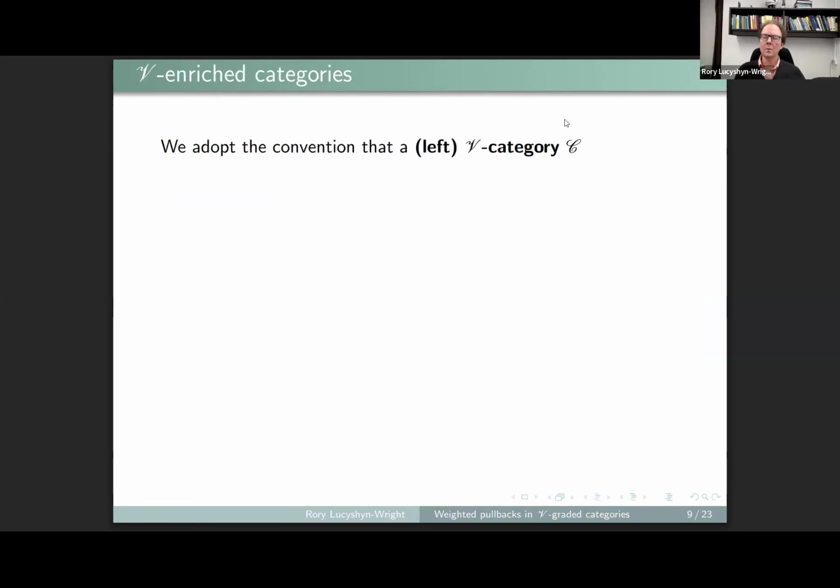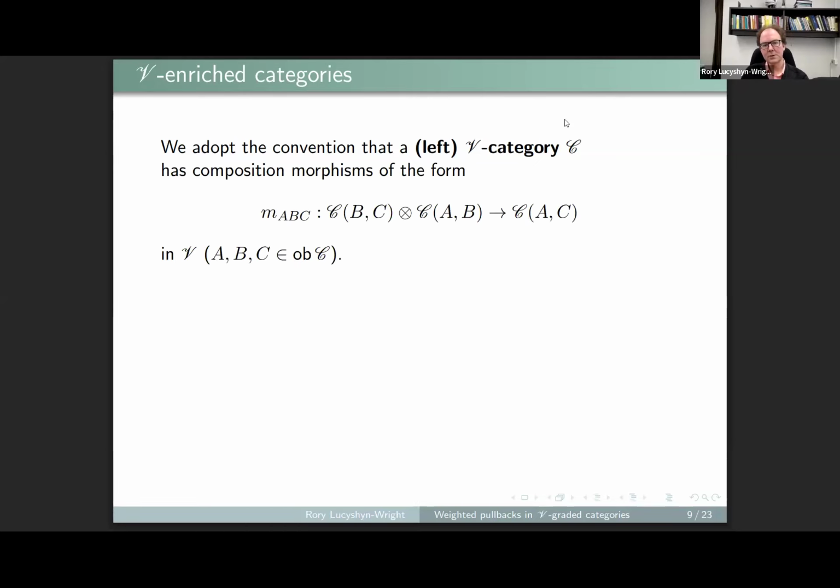Now, so far we've talked about actegories, and actegories are in a way related to enriched categories. So we'd like to have these concepts apply also to enriched categories. So let's take a look at enriched categories. V is not symmetric here, so we'll have to adopt one of two conventions in a sense. So we'll adopt the convention that a V category C, or a left V category, as I like to call them, has composition morphisms of the following form.